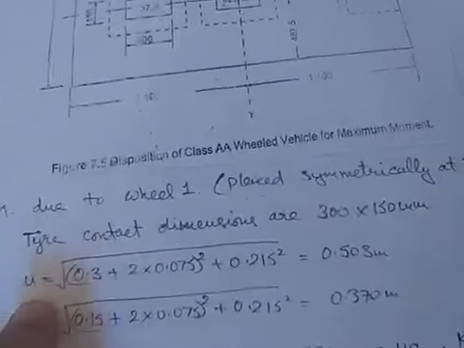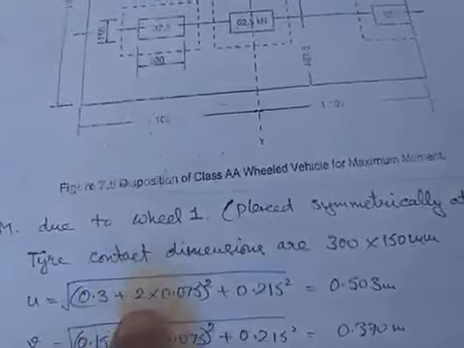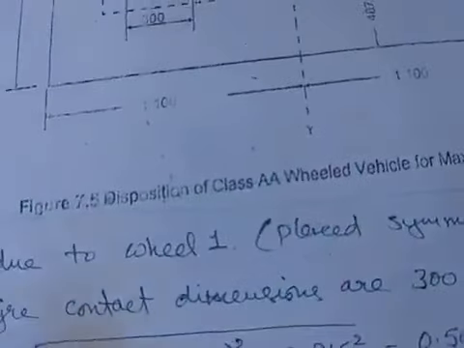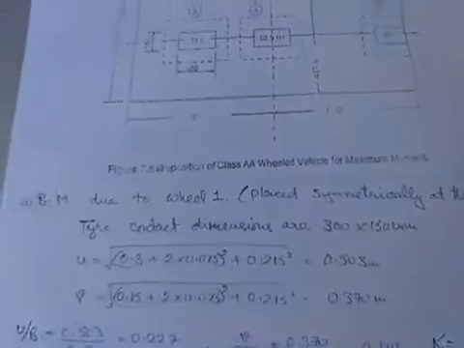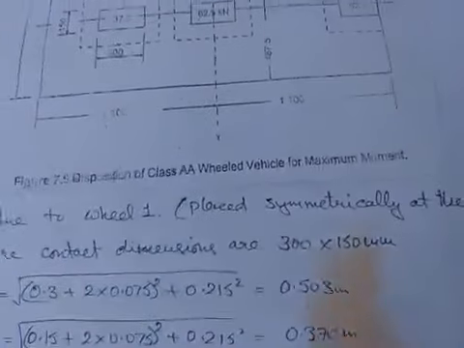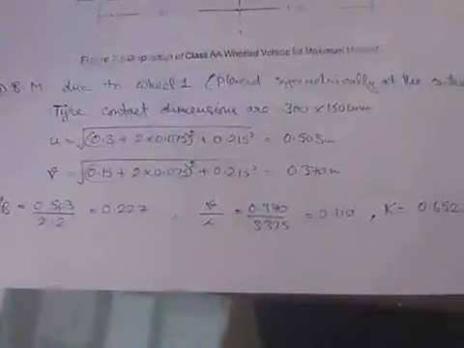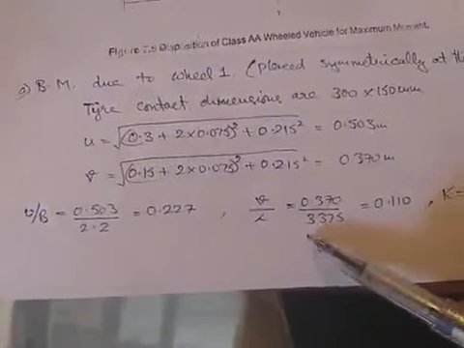When you calculate u, it is 0.3 plus 2 into the thickness of the wearing course plus 0.215, where 0.3 is the width of the load in the direction of u. Using the same formula again, the load dispersion for this particular load gives u as 0.503 and v as 0.37. So we can now find the u by B value and the v by L value.